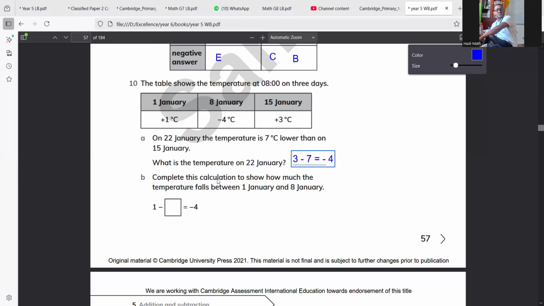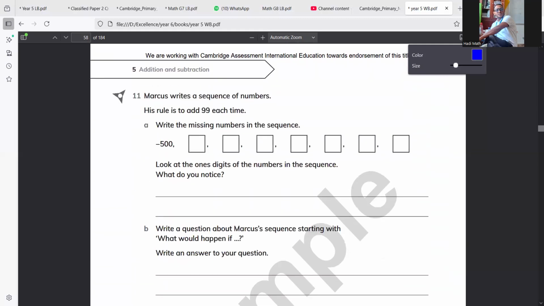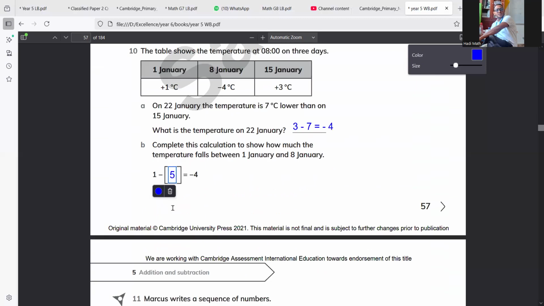They say complete this calculation to show how much the temperature falls between the 1st January and the 8th January. We say 1 minus a number equals -4. The answer is negative, so the greater one should be negative. So this will be 5: 1 minus 5 is equal to -4. That will be your answer.